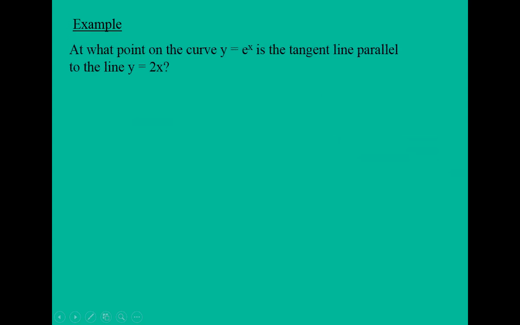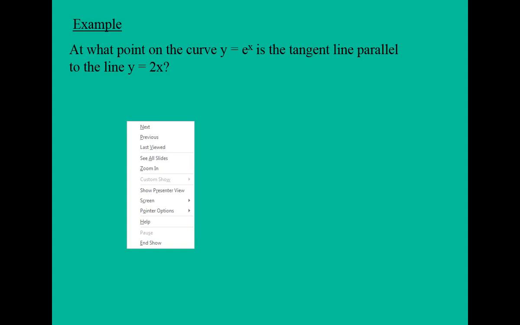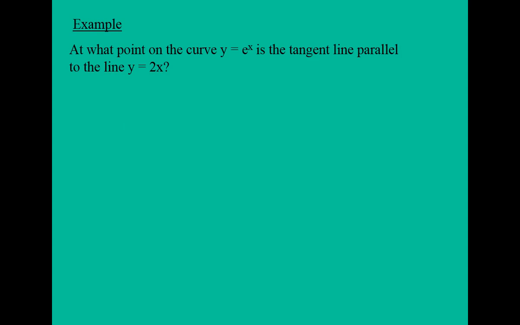At what point on the curve of e to the x is the tangent line parallel to the line y equals 2x? In this problem, we have the function e to the x. It's asking us at what value of x would the tangent line to this curve be parallel to the line y equals 2x. So I missed the origin, but that should be going through the origin.